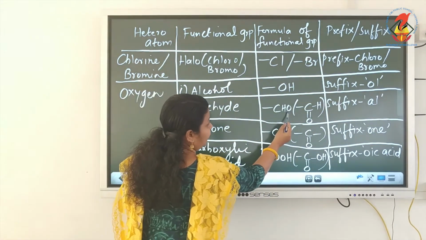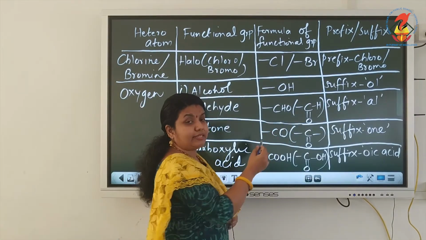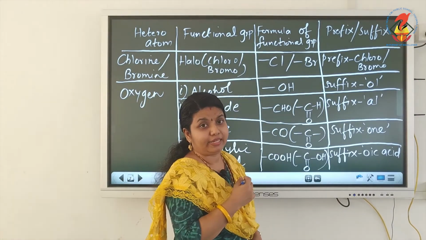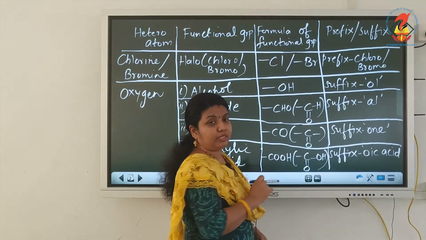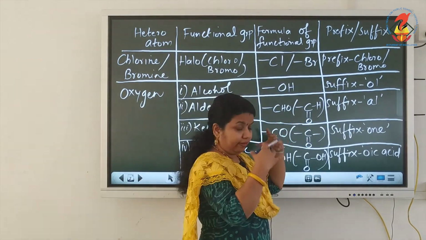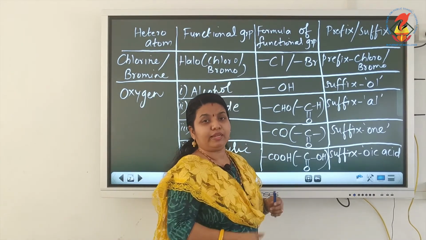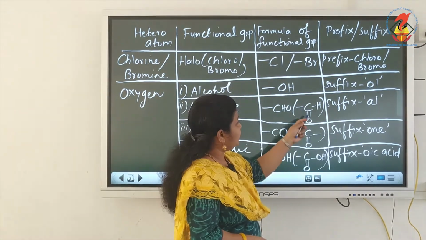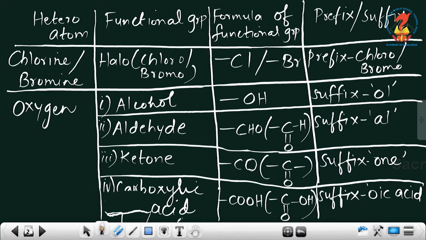Then the second one is aldehyde. Here also the heteroatom is oxygen, but it exists along with a carbon and a hydrogen atom, CHO. The CHO group is known as aldehyde. We write the CHO functional group as C double bond O, then H. The bond between carbon and oxygen is a double bond, with a single bond to the hydrogen atom.